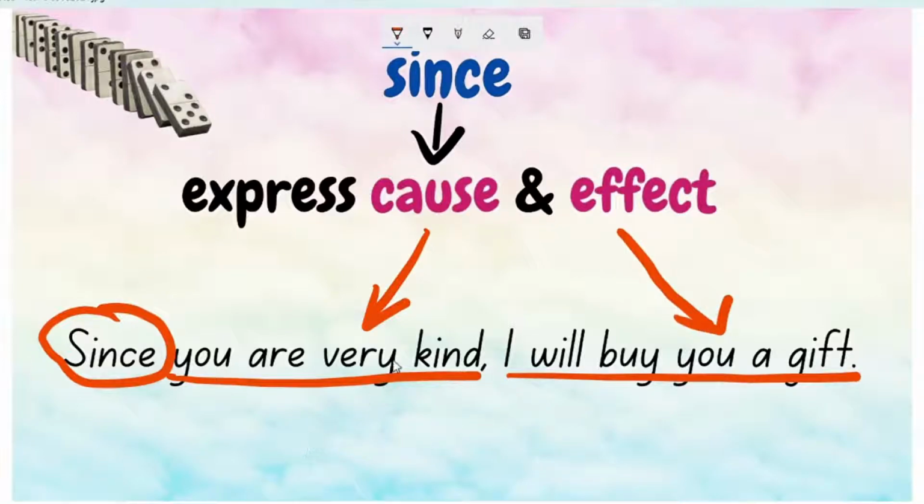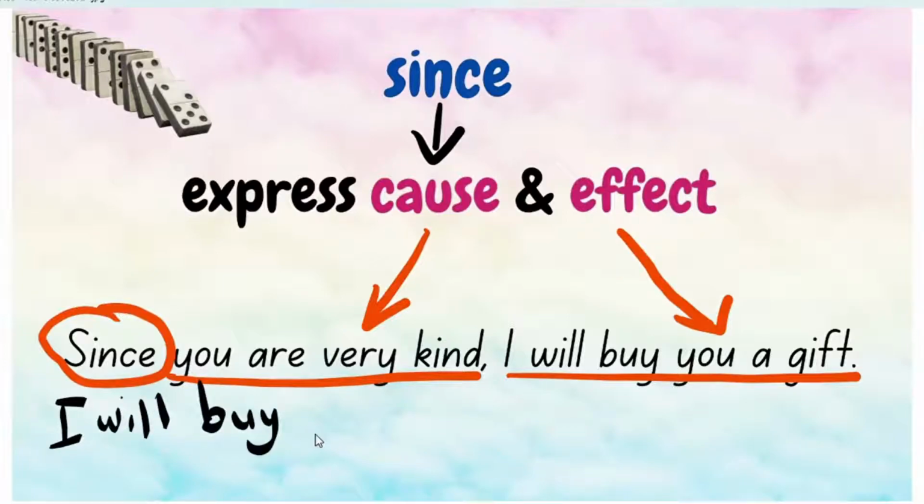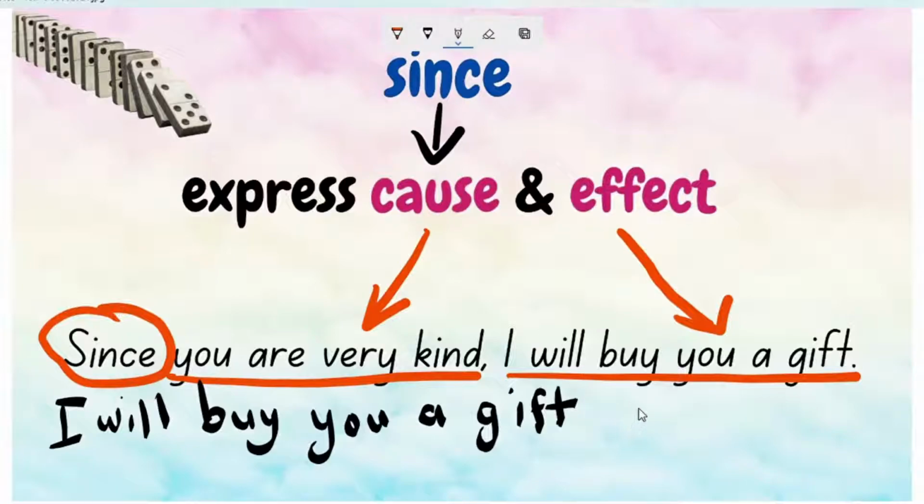Alright, if you want to use since in the middle, you have to change the placement of the clauses. Alright, boleh gunakan since di tengah, tapi kena tukar kedudukan klausa yang digunakan ini. Kena letak apa dulu? Kita kena letak effect dulu. Alright. I will buy you a gift, saya akan belikan awak satu hadiah. Since. Lepas tu baru kamu letak conjunction. Since you are very kind.